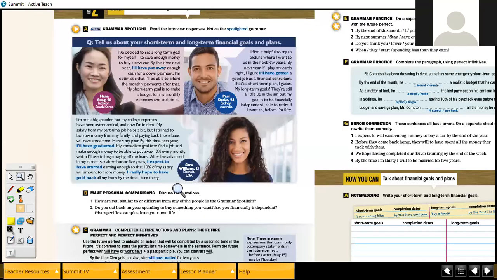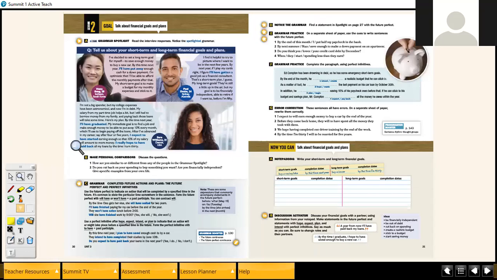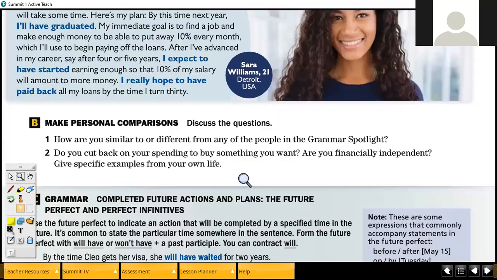Okay, so let's first do the activity. Activity letter B, make personal comparisons. Discuss the questions. How are you similar to or different from any of the people in the grammar spotlight? Tell me, how are you similar to or different from any of the people in the grammar spotlight? Are you different or are you the same?